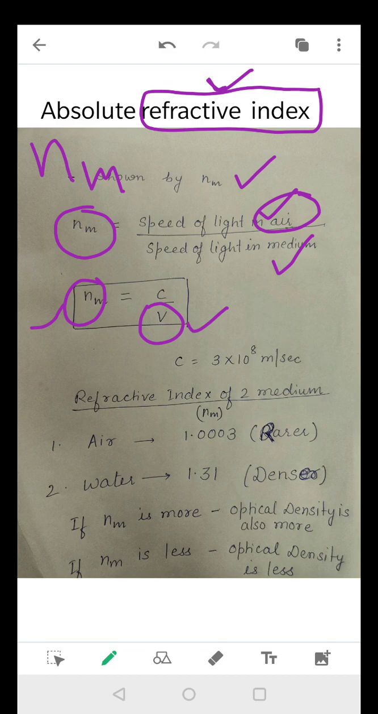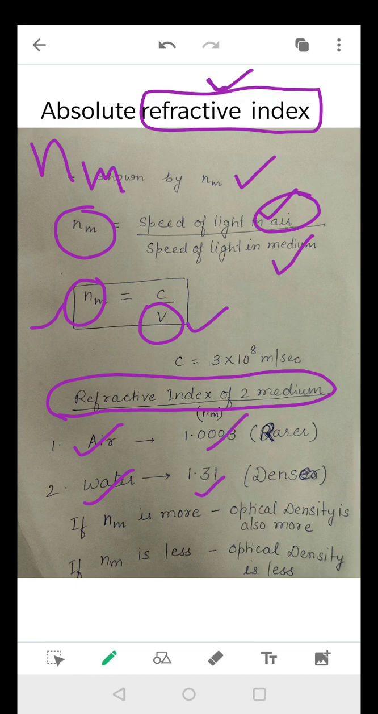So, refractive index of two media. I'm just comparing the two media. I've taken air and water here. Air has 1.003. The refractive index of air is this, and the refractive index of water is this. Which one has a higher refractive index? Water. Yes? Right? So this is your denser medium. And air has lesser, so this is your rarer medium.